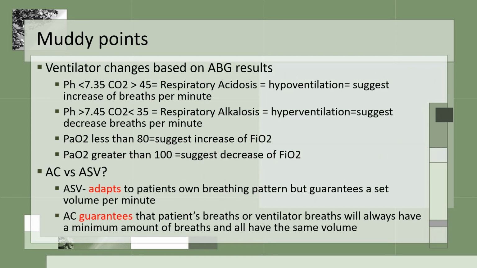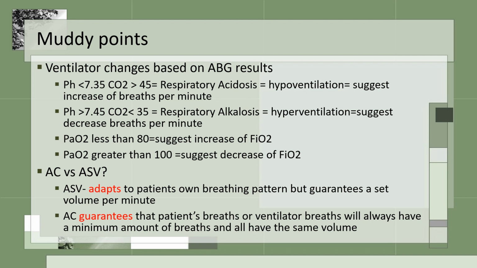Ventilator changes based on ABG results. If your pH is less than 7.3 and your CO2 is greater than 45, you're going to have a respiratory acidosis. And we know in respiratory acidosis, we have hypoventilation. So we're going to suggest to the doctor that we increase the amount of breaths per minute. And a pH greater than 7.45 and our CO2 less than 35, we're going to have respiratory alkalosis. They're going to have hyperventilation, so we're going to suggest they have a decreased breaths per minute.